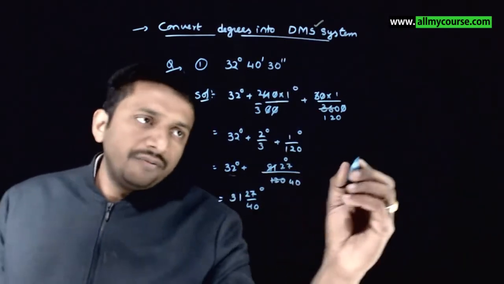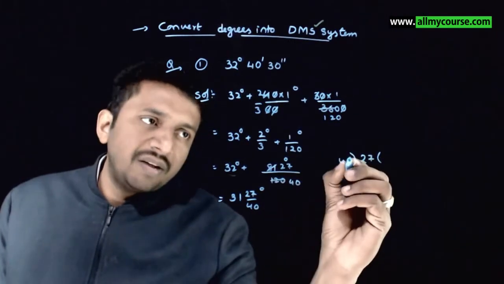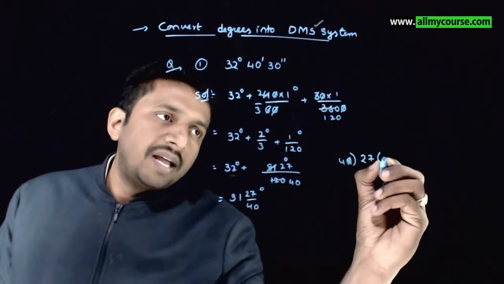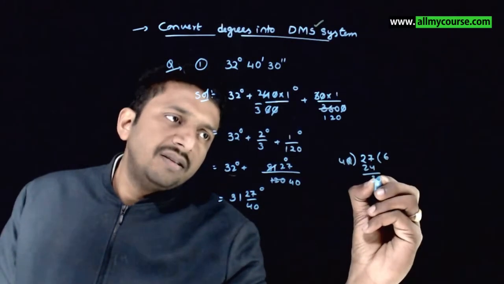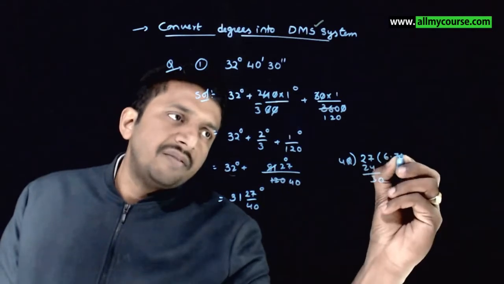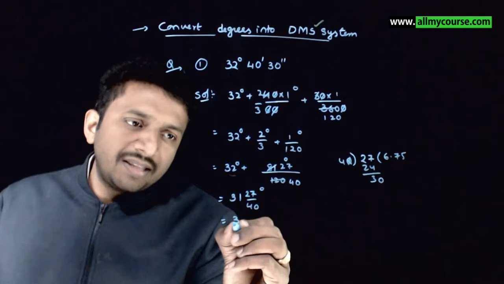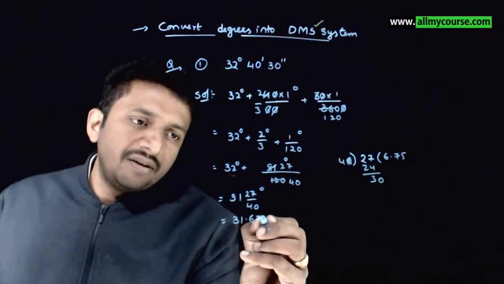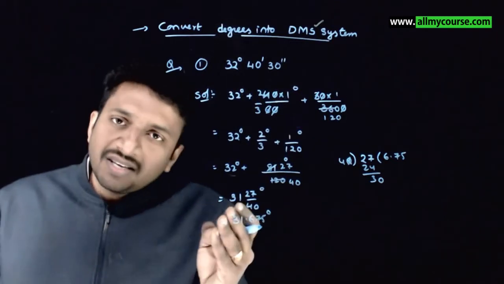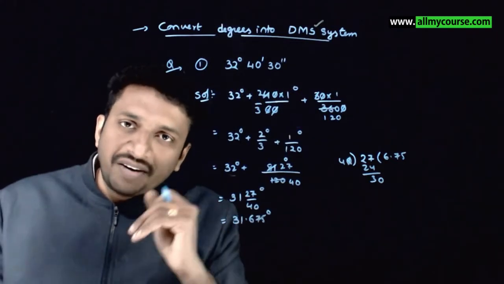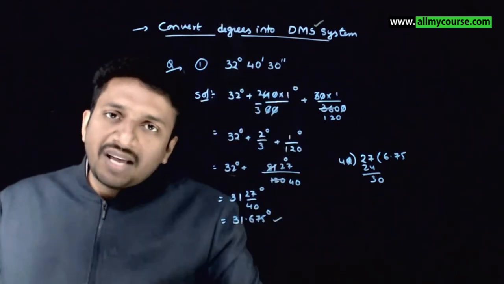So 27 out of 40 is nothing but, first I'll divide by 4. So I get 6.75 out of 10, which is 0.675. So I get 32.675 degrees. So 32 degrees, 40 minutes, 30 seconds is 32.675 degrees. And if you convert it back into the DMS system, you get this answer exactly.